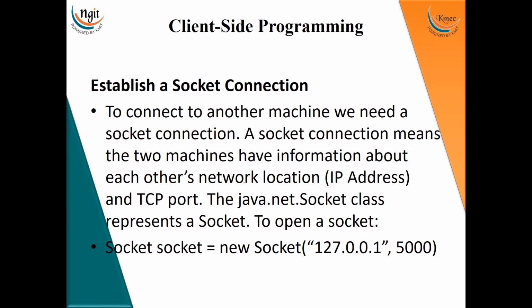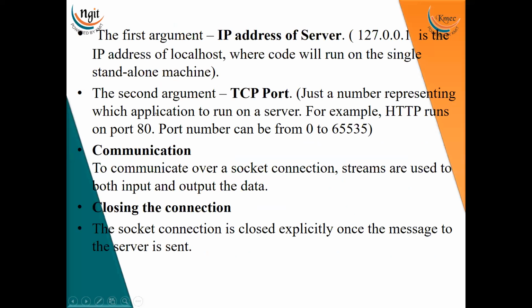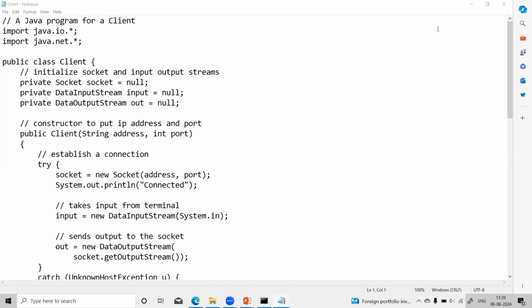Here, first we have to create a socket. This is your IP address and then we have this socket number. Next, we'll see the program. Now, I'm going to give you the complete explanation about the client and server. First we start working with the client. We'll write a simple Java program to connect from the client to the server.